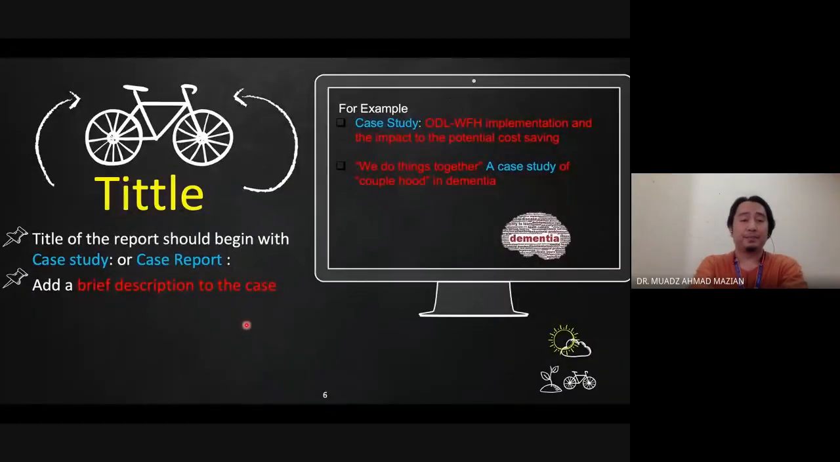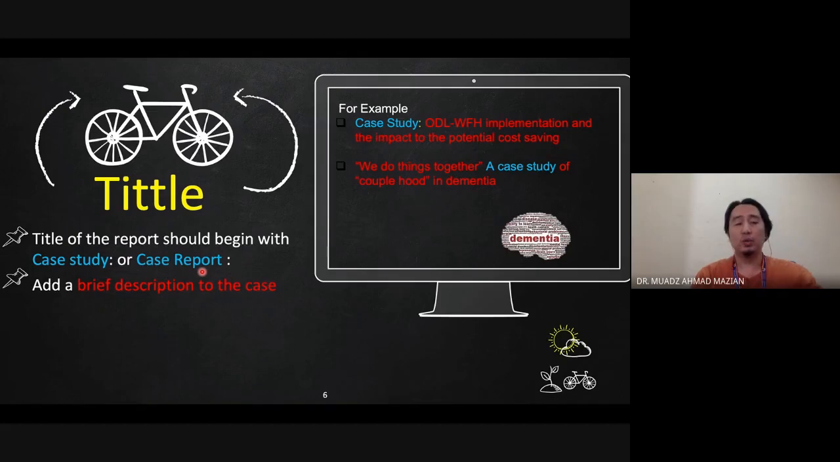Next, for the first one, the title. Here are some tips on your title. The title of the report or case study report should begin with case study or case report. So if you want to find an article for a case study, it's easy.